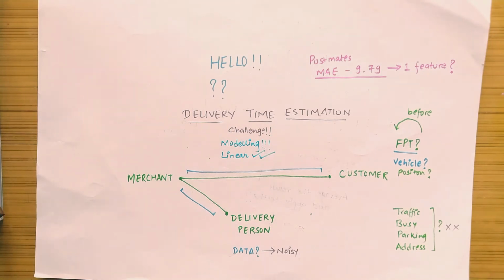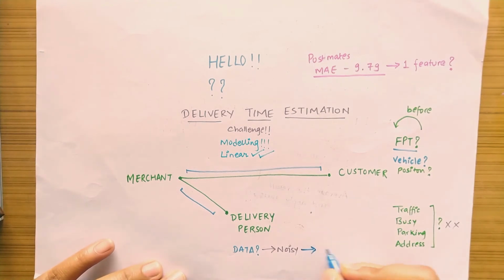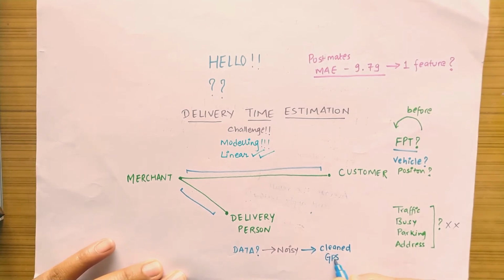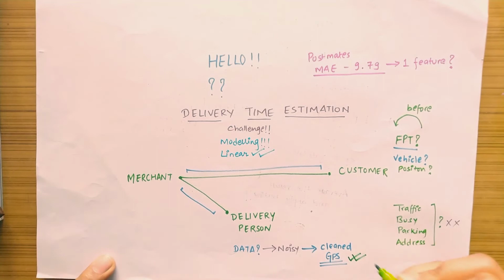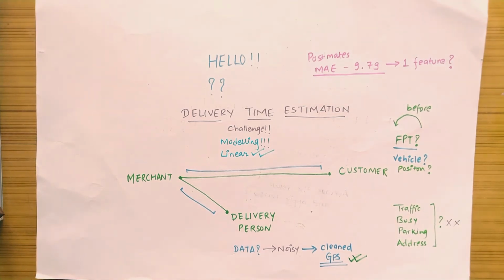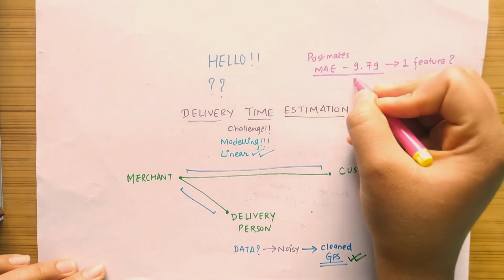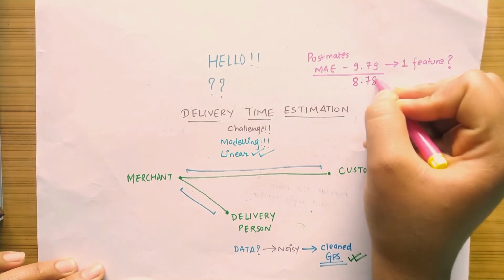But is it good enough for a company who wants their customers to be satisfied with them? Well, no for Postmates, and they went ahead to improve this result. So they cleaned their data. Initially, they had used start and end timestamps that were recorded, but they found out using the GPS coordinates of the delivery person would be a more accurate feature, and it proved to be correct. They removed a lot of noise and their new mean average error came out to be 8.78.